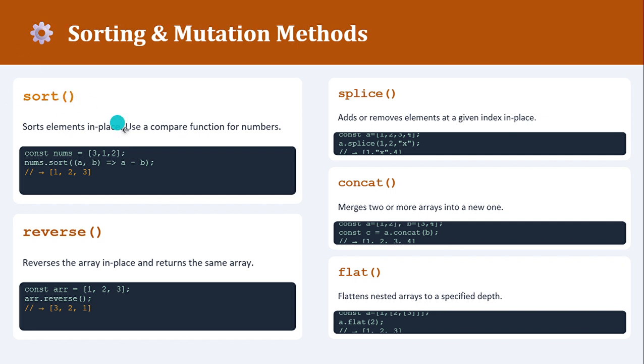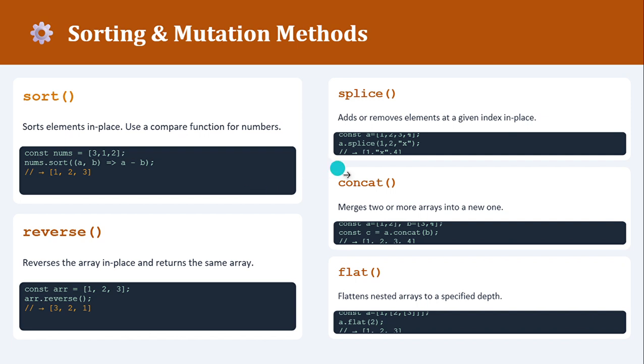Let's talk about sort. Sort sorts elements in place and uses a compare function for numbers. For example, you want to sort from the smallest to the largest. You use sort to order your data. Let's also use reverse. Reverse works on the sorted array. For example, here you have used sort on this array from the smallest to the largest. If you want to reverse it, you use the reverse method. It will then go from the largest to the smallest.